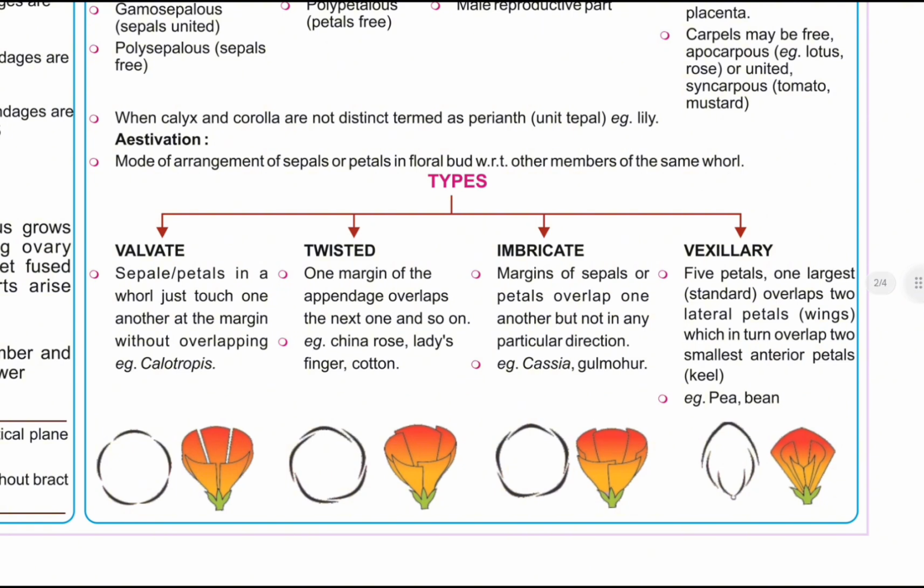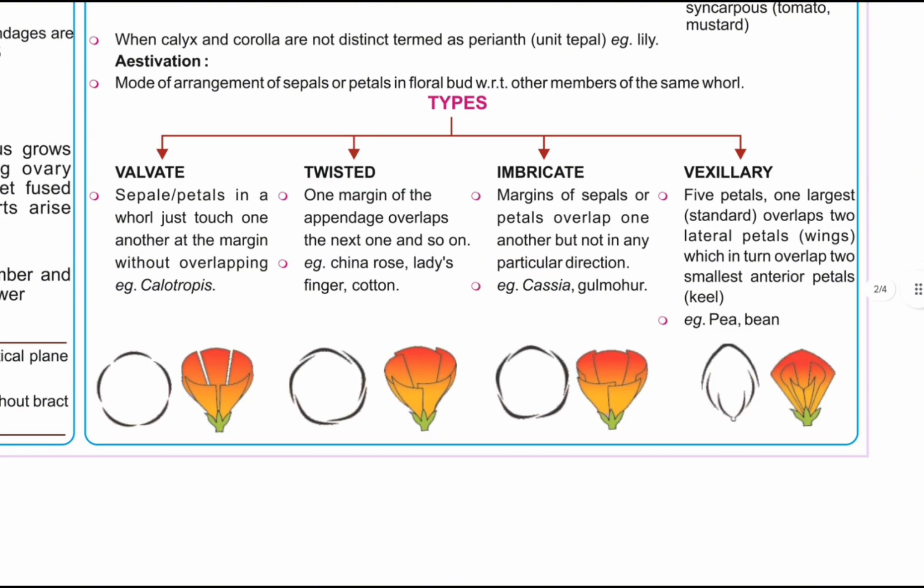Estivation is the mode of arrangement of sepals or petals in the floral bud with respect to other members of the same whorl. Types: valvate, twisted, imbricate and vexillary. Valvate: sepals or petals in a whorl just touch one another at the margin without overlapping. Example: calotropis. Twisted: one margin of the appendage overlaps the next one and so on. Examples: China rose, lady's finger, cotton.